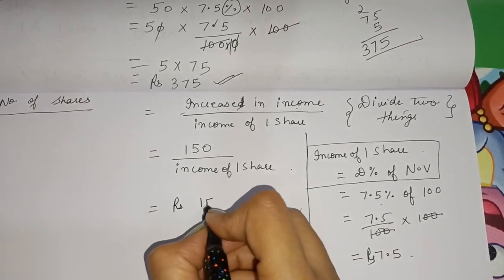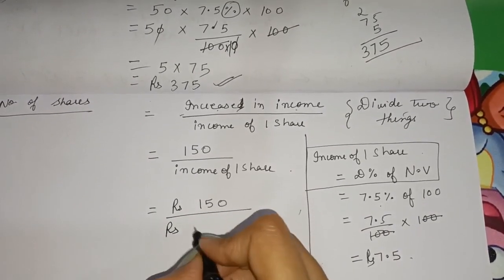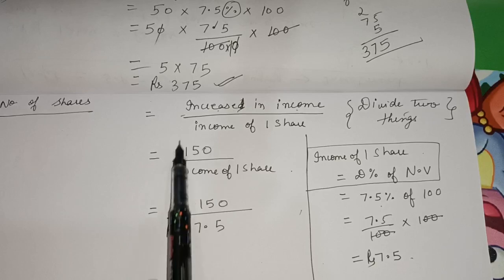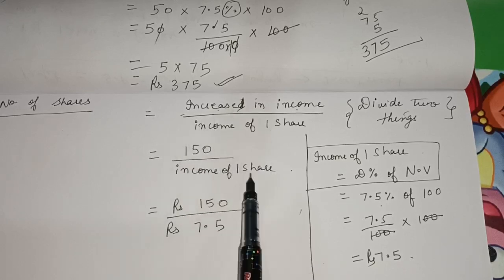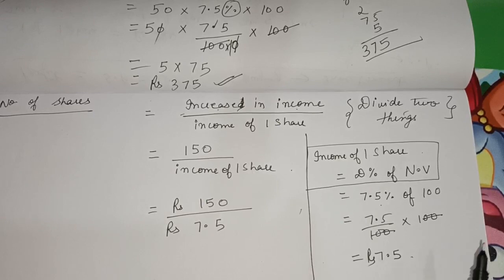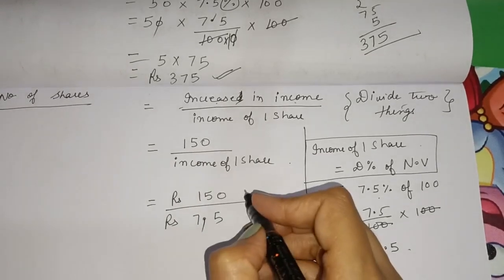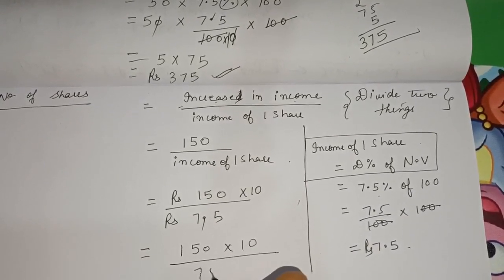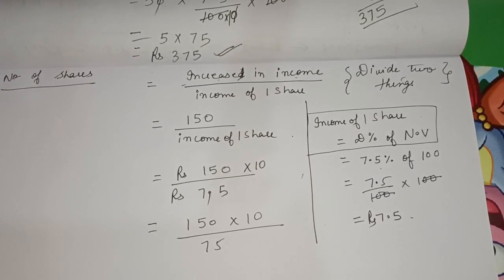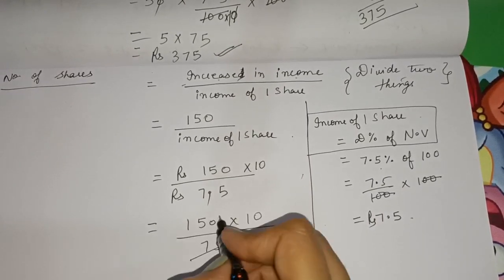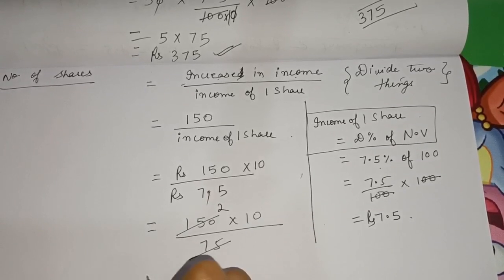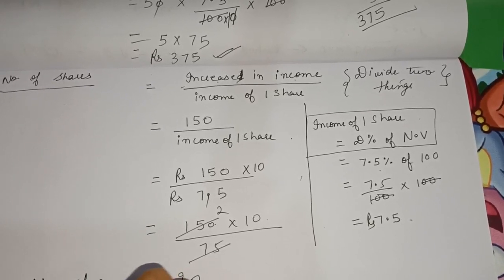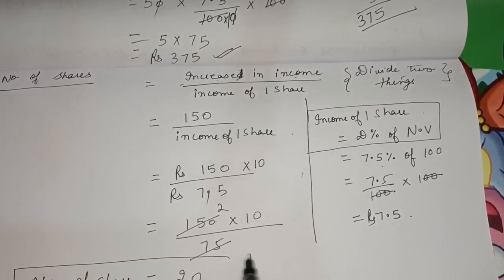So rupees 150 by rupees 7.5. Nothing else we have done, we are just dividing these two. This is given to us, the income which they want to increase. This is the income of one share which we have found just now. Now this we can divide. We'll remove the decimal from here. 10 will go there. So 150 into 10 by 75. We can do cancellation. So 75 into 2 is 150. 2 into 10 is 20. So how many extra shares he has to buy is 20 shares.